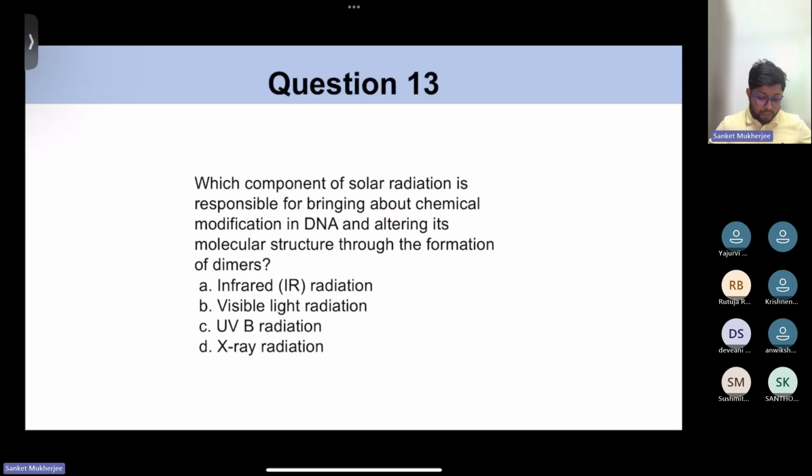Which component of solar radiation is responsible for bringing about chemical modifications in DNA and altering its molecular structure through the formation of dimers? Is it A, infrared radiation, B, visible light radiation, C, UVB radiation, or D, X-ray radiation? It would be UVB radiation, option C. That is absolutely right. That's why we use sunscreens, right?